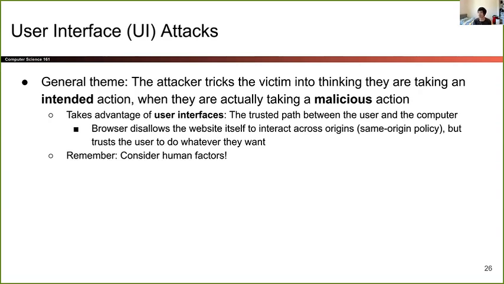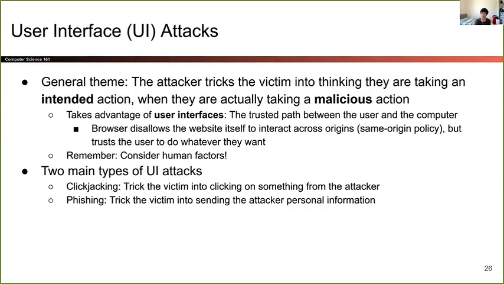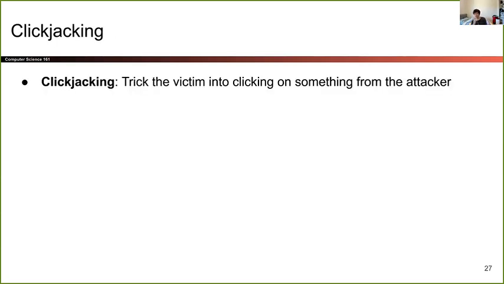So the security principle that you'll hopefully have in the back of your mind for all of this is consider human factors. And hopefully the reasons for that by now are fairly obvious. There are two main types of UI attacks that we'll talk about. There's clickjacking, which is tricking the user into clicking on something that is from the attacker. And there's phishing, which is tricking the victim into sending the attacker their personal information. Just to clarify, there are definitely more classes of UI attacks, but these are just the ones that we're going to talk about.